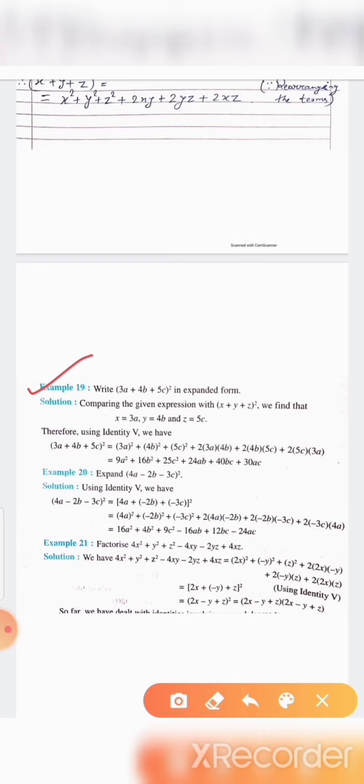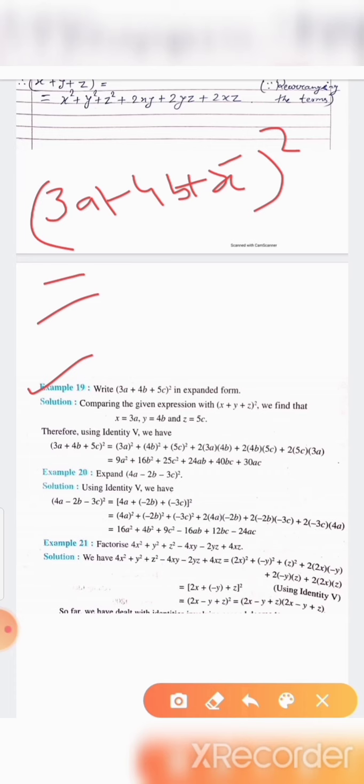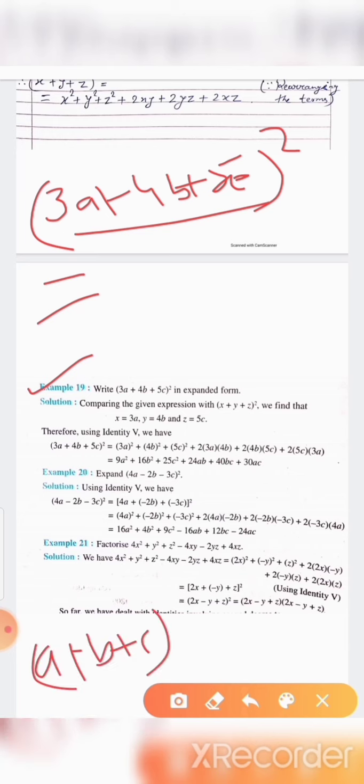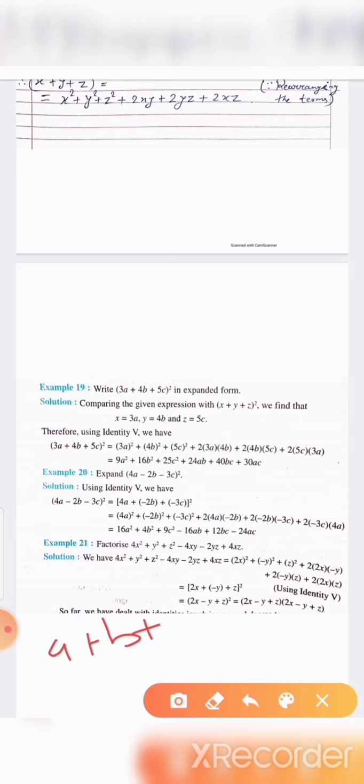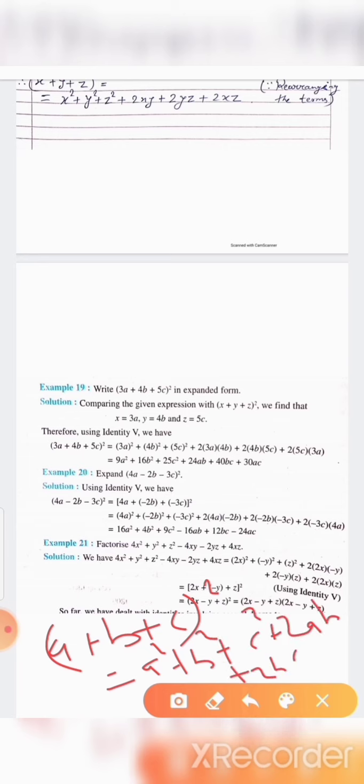Example number 19. Write 3a plus 4b plus 5c whole square in expanded form. Our question is 3a plus 4b plus 5c whole square. We have to find the whole square of this three-term polynomial. Here we use our identity number 5: a plus b plus c whole square means a square plus b square plus c square plus 2ab plus 2bc plus 2ca.